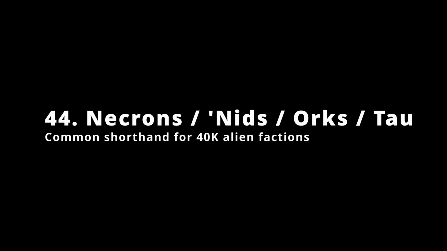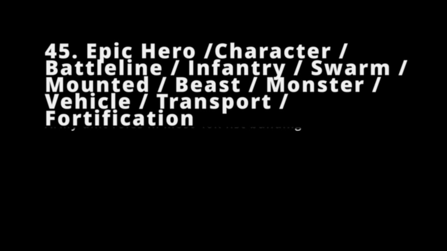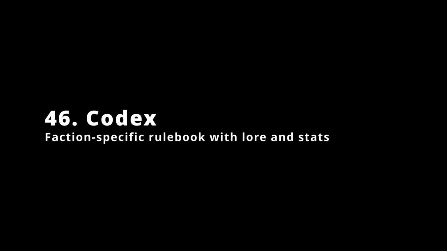Number 43, IG or AM, Imperial Guard, Astra Militarum, the human army. Number 44, Necrons, Nids, Orks, Tau, common shorthand for the 40k alien factions. Number 45, Epic Hero, Character, Battle Line, Infantry, Swarm, Mounted, Beast, Monster, Vehicle, Transport, Fortification. Any army unit roles in most 40k list building. Number 46, Codex, a faction-specific rulebook with lore and stats.